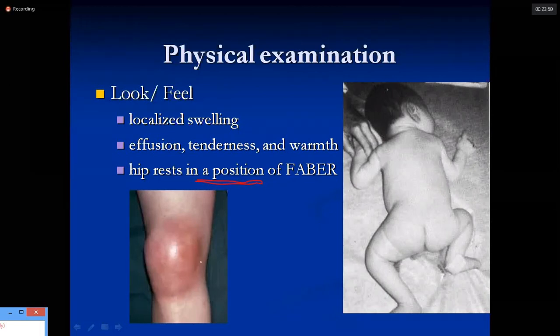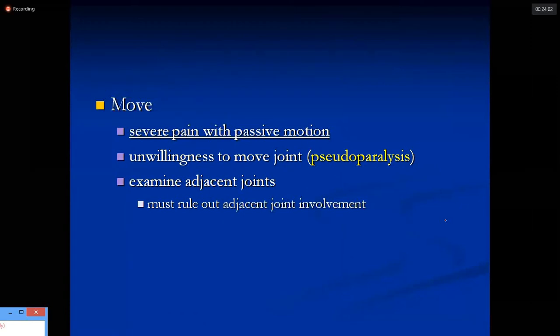In the knee it is usually a slight amount of flexion; in the hip it is usually flexion, abduction and external rotation. This is the position in which there is the maximum capacity of the joint, and the joint can accumulate whatever collection is within it. Okay, so if we move it, there will be severe pain with passive motion.